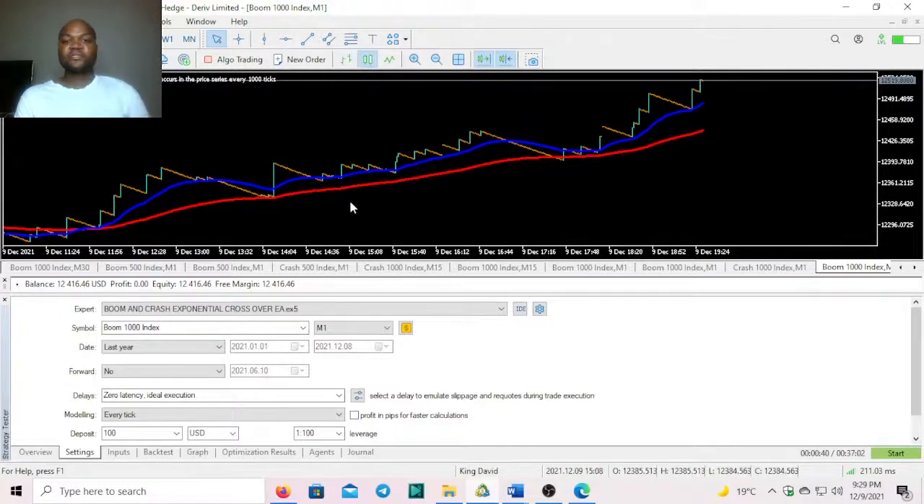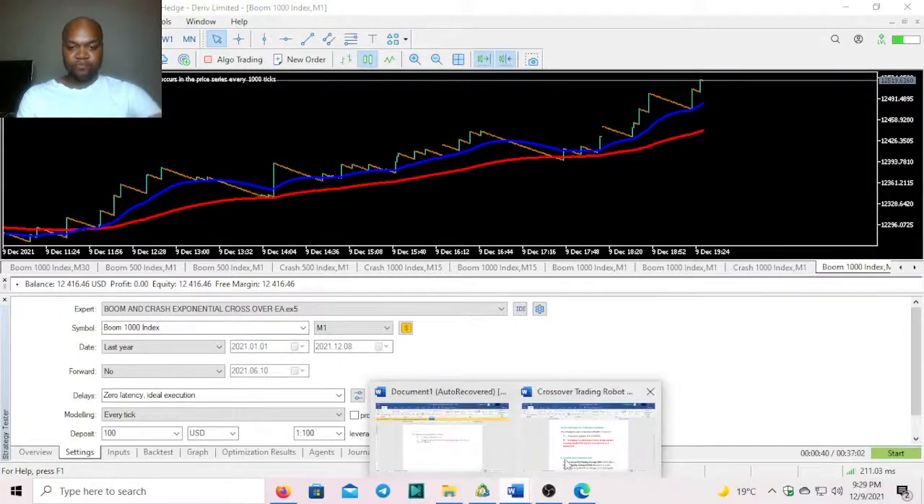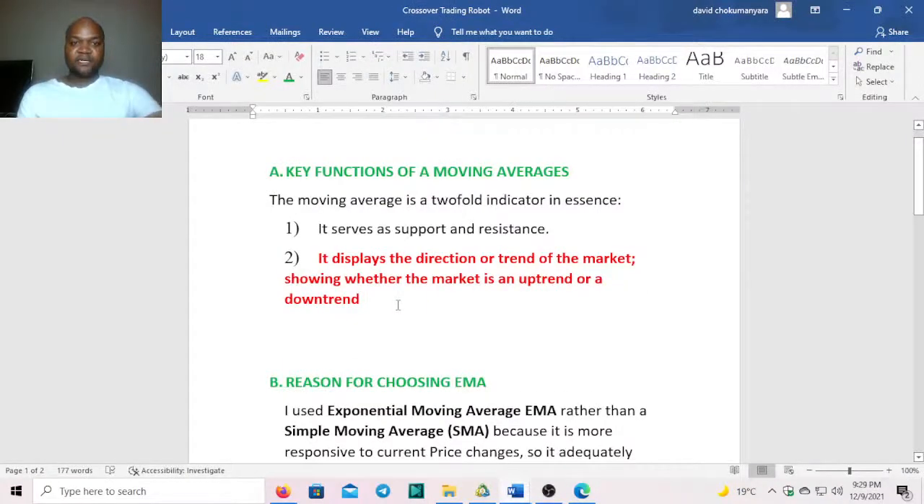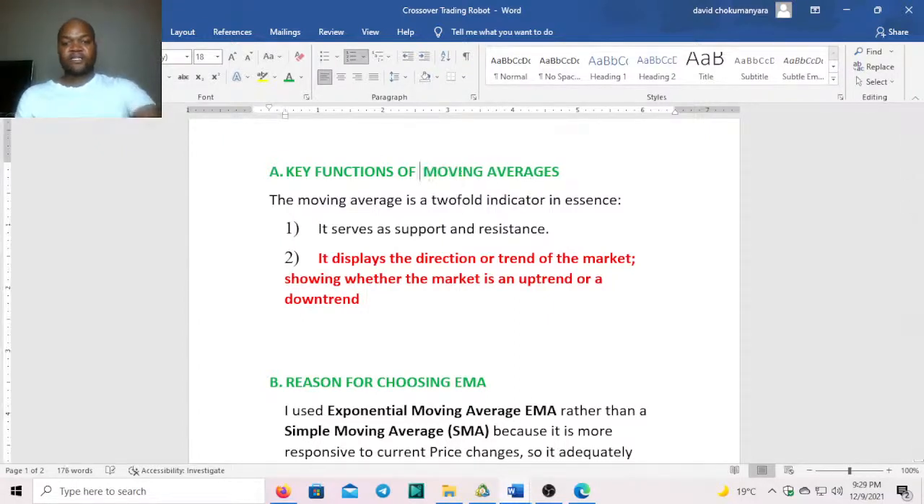So I've come up with a strategy. I call it the exponential moving average crossover. So this is how this strategy works. Let me start by talking about the key functions of moving averages. What are the key functions of moving average? I want to justify the reason why I'm going to base my strategy on moving average.